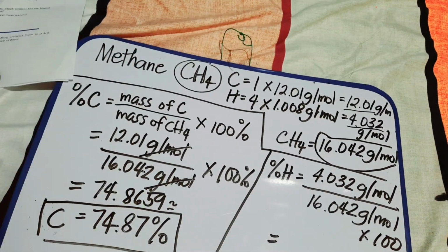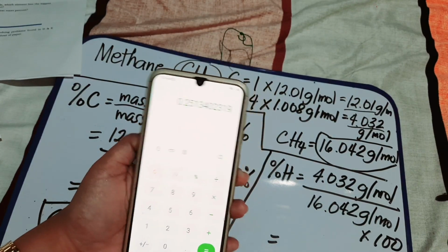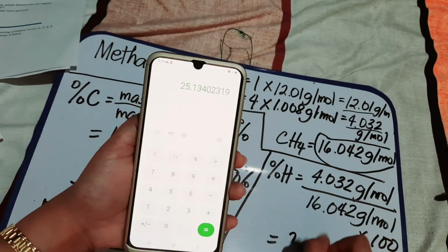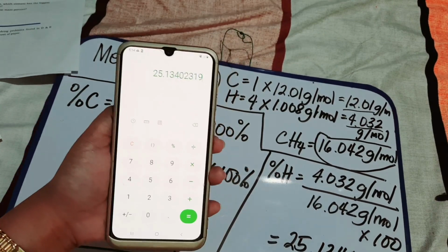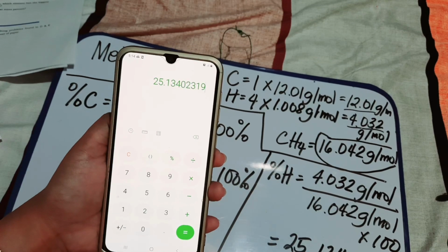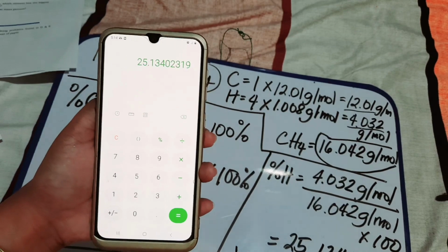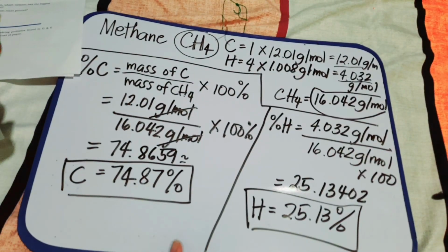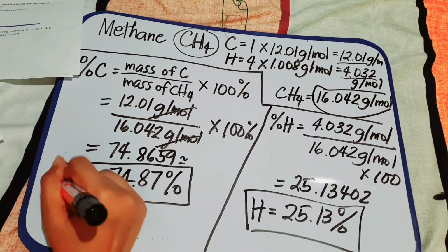Okay, divide na natin. That is this one. And then, times 100, kasi i-multiply natin siya sa 100. So, we have 25.13402 and so on. So, we have, okay, ang ating hydrogen ay 25.13%.